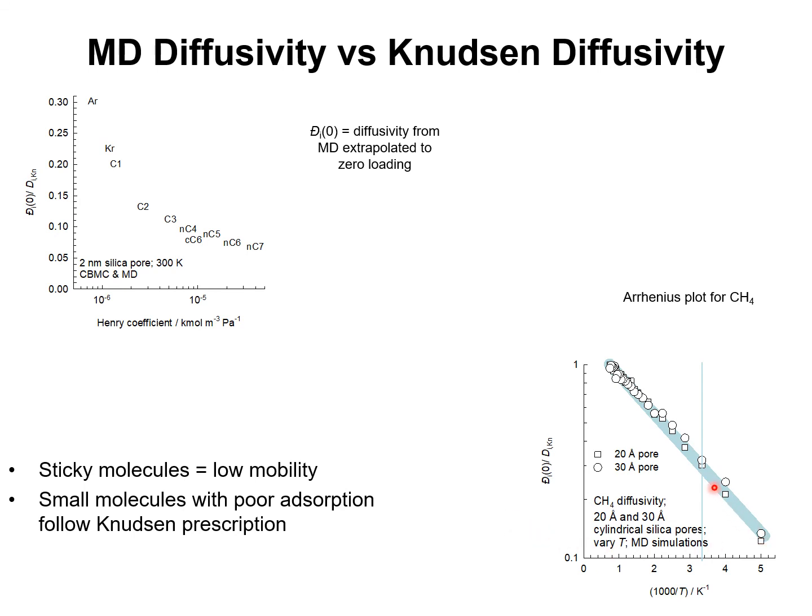This is indeed found to be the case for methane in a 2 nanometer pore indicated by these circles, and a 3 nanometer pore indicated by these squares. In each case, as the temperature is increased, the ratio of the diffusivity determined from MD to the value of the Knudsen prescription approaches unity. Conversely, as the temperature is reduced beyond room temperature, which is about here, the adsorption strength increases and the deviation from the Knudsen formula is even larger.